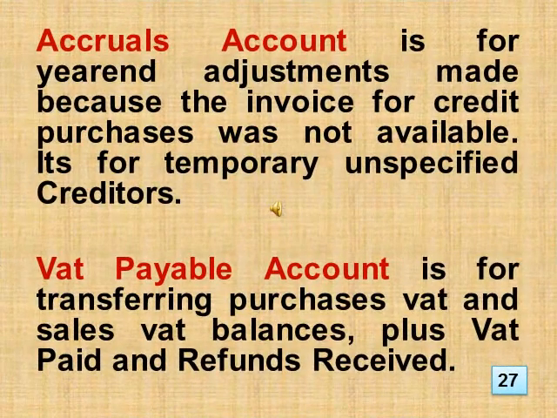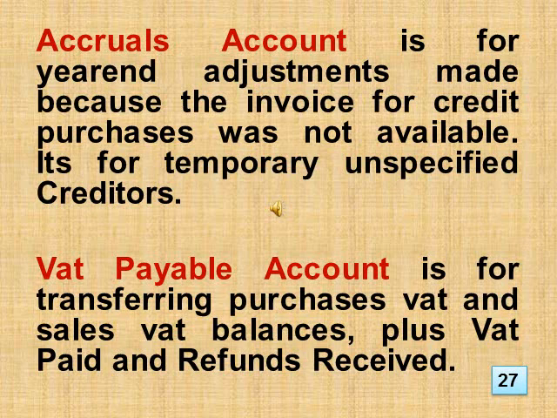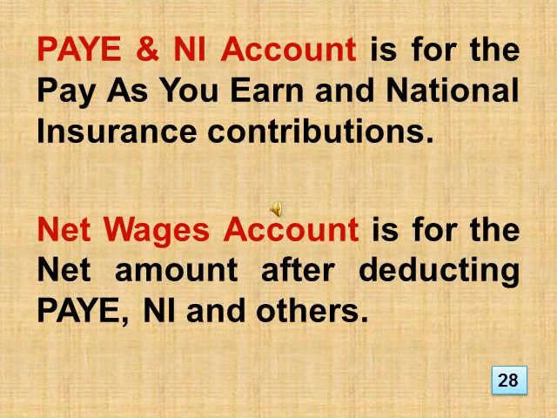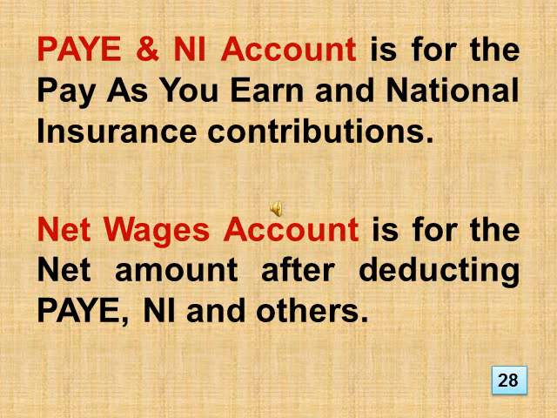Accruals account is for year-end adjustments made because the invoice for credit purchases was not available. It's for temporary unspecified creditors. VAT payable account is for transferring purchases VAT and sales VAT balances, plus VAT paid and refunds received. Pay and NI account is for the pay as you earn and national insurance contributions. Net wages account is for the net amount after deducting pay, NI and others.